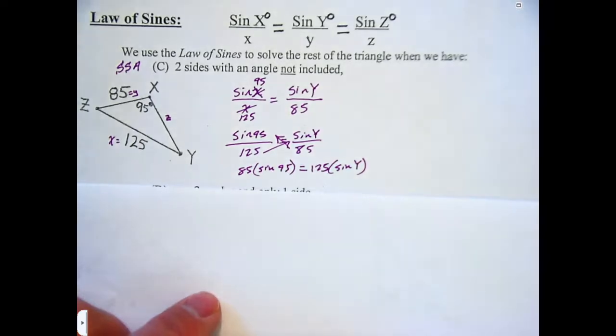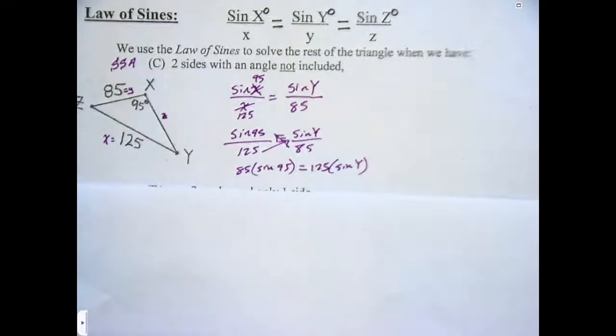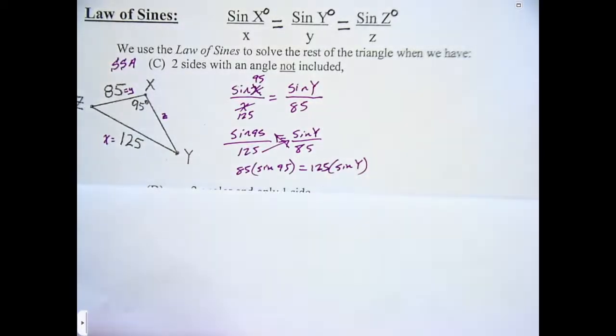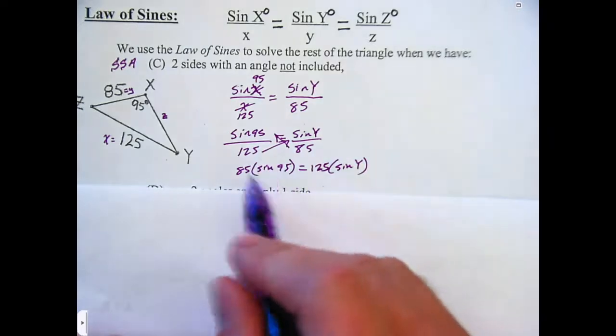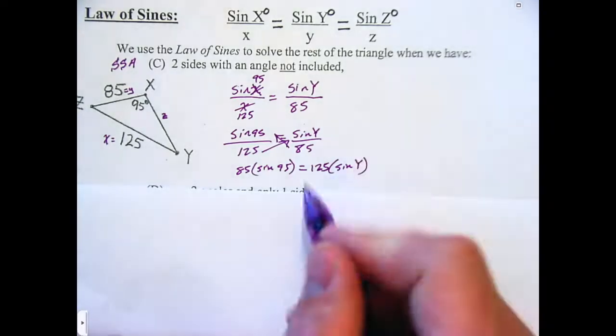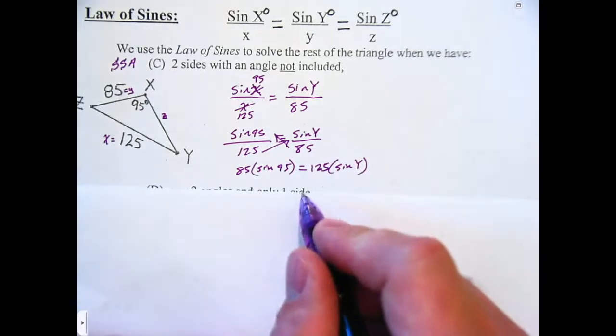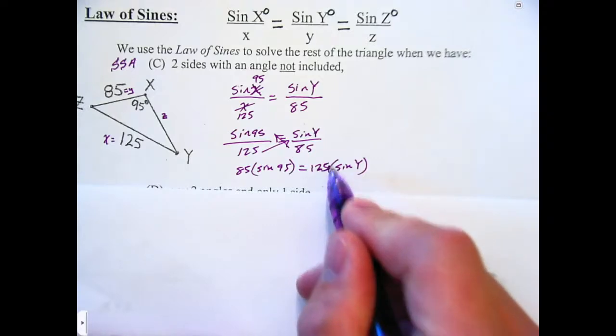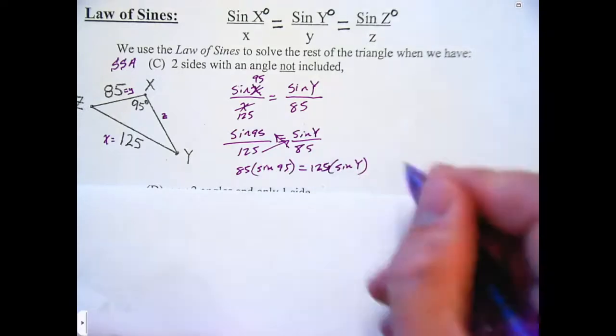All right. What's our next step there? Yes, Sam? We don't want to calculate that yet. It's going to give you a big decimal answer. Get sine y by itself. How do you do that? Good. You divide over that 125, yeah.